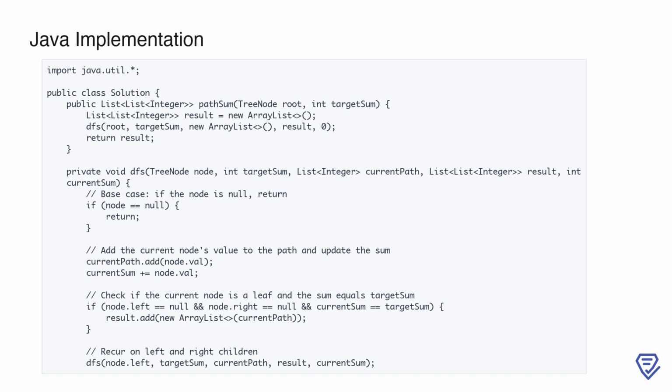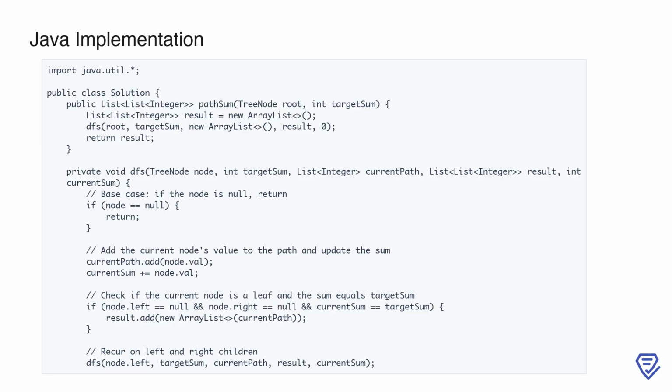If the current node is null, we simply return because there's no work to be done. Next, we add the node's value to the current path and update the running sum. Then, we check if the current node is a leaf, meaning it has no left or right children, and if the running sum matches the target.